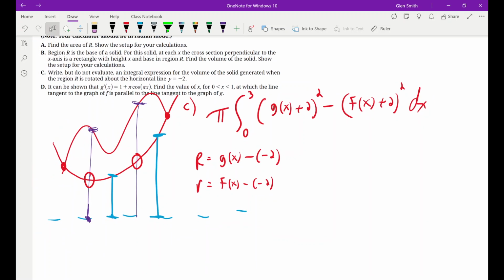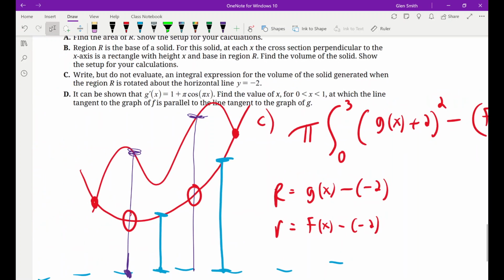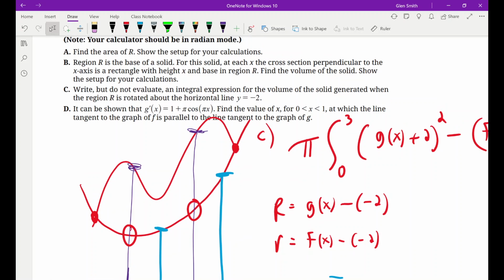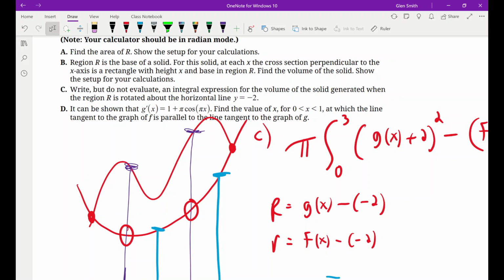And then lastly, it says, D, it can be shown G prime equals this. Thank you for deriving it for me, AP. It says, find the value of x for 0 to 1, at which the line tangent to the graph of f is parallel to the line tangent to the graph of G. All that means, this is just a fancy way. Let's go back through this again. The x value where the line tangent to the graph of f is parallel. Well, parallel is talking about its slope. So that means f prime, that's the slope of that line, is parallel to the line tangent to G. Well, that just means I need f prime to equal G prime.